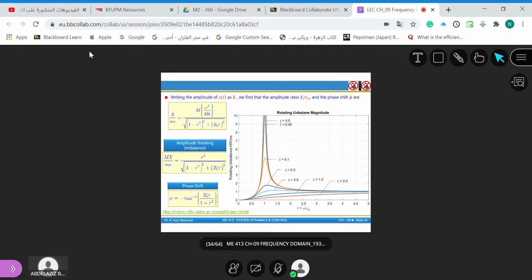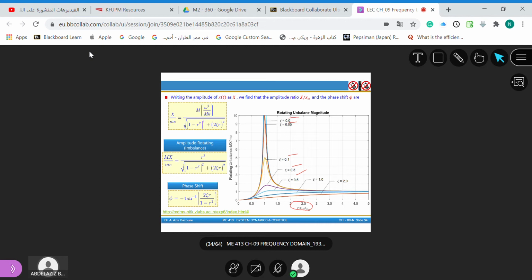And if you draw this for several values of omega, because here we have the frequency domain, the x-axis will be r, or omega over omega n. That's why we are studying the frequency domain. At different values of zeta, you see at resonance this amplitude will go to infinity when zeta is equal to 0. And then it decreases. When you increase the amount of damping, you see that the amplitude ratio is decreasing.